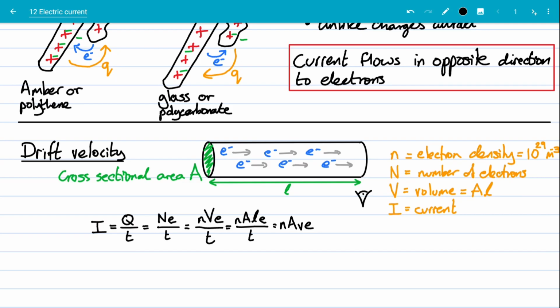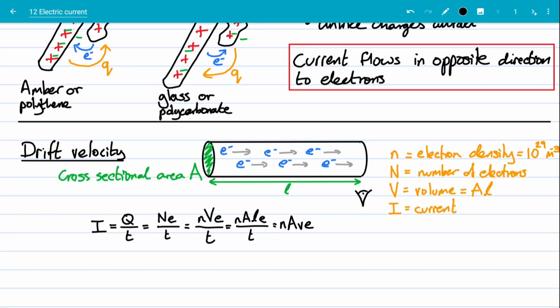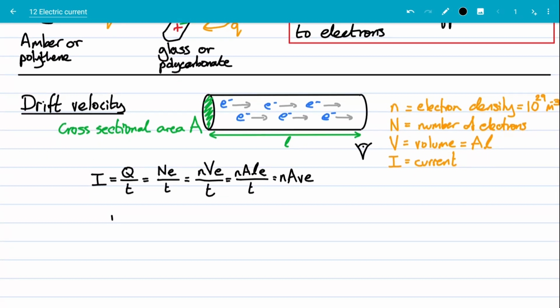There's my equation. If I know the electron density, I know the cross-sectional area of the wire, and I know the charge of each electron, which I do, and I know the current, I can calculate v. v is the drift velocity. So drift velocity v is equal to I divided by nAe.